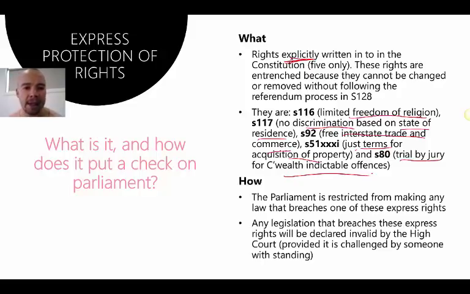But how do these 5 things put a check on Parliament? How do they restrict Parliament's lawmaking? Pretty simple. Parliament can't make a law that breaches any of these rights. If Parliament makes a law that breaches your limited freedom of religion, the High Court is able to declare it invalid. So the Parliament can't make laws that breach these 5 express rights. Therefore, restriction on lawmaking.